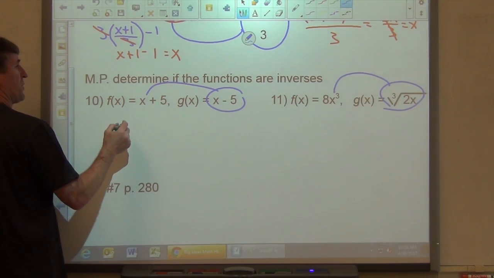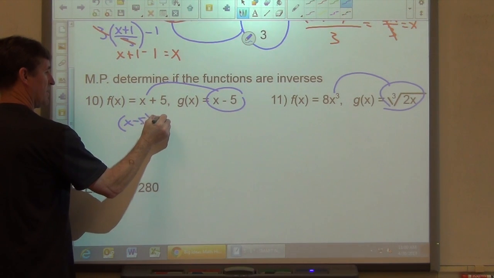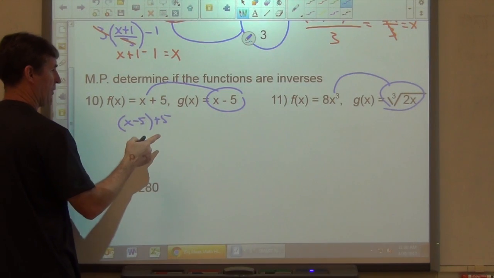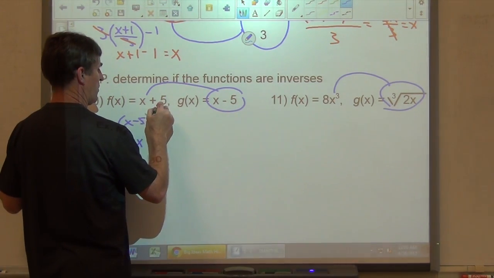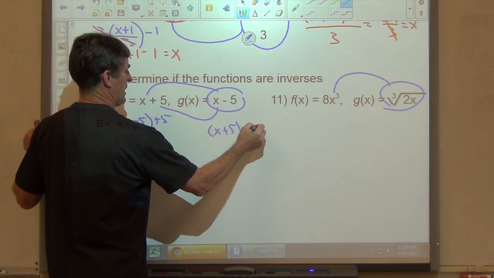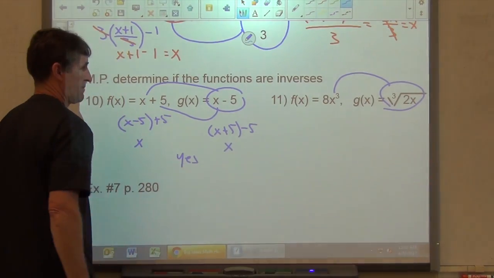If we try the first one, you should have gotten, we're going to replace the x with x minus 5. Plus 5, the 5's cancel, so we get x. So that would work that way. Now we try it the other way. We replace this with x. So x plus 5, minus 5 also gives us x, so the answer would be yes.